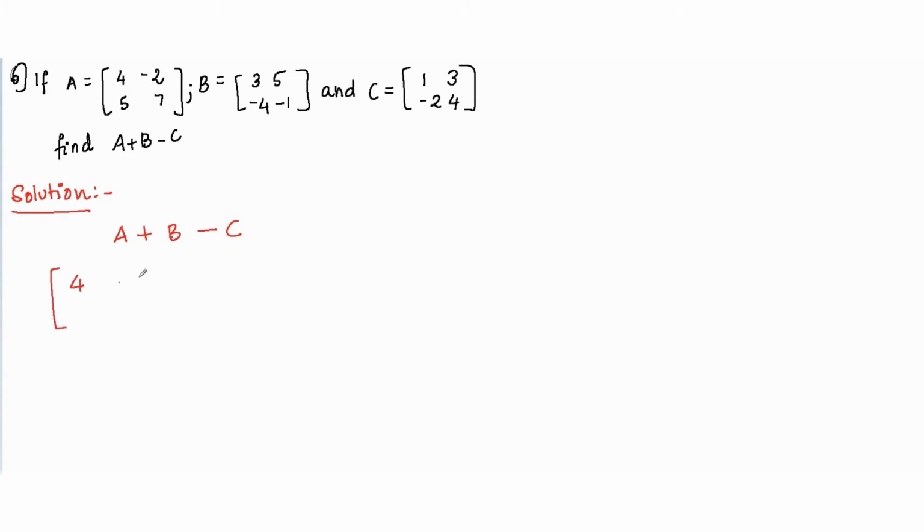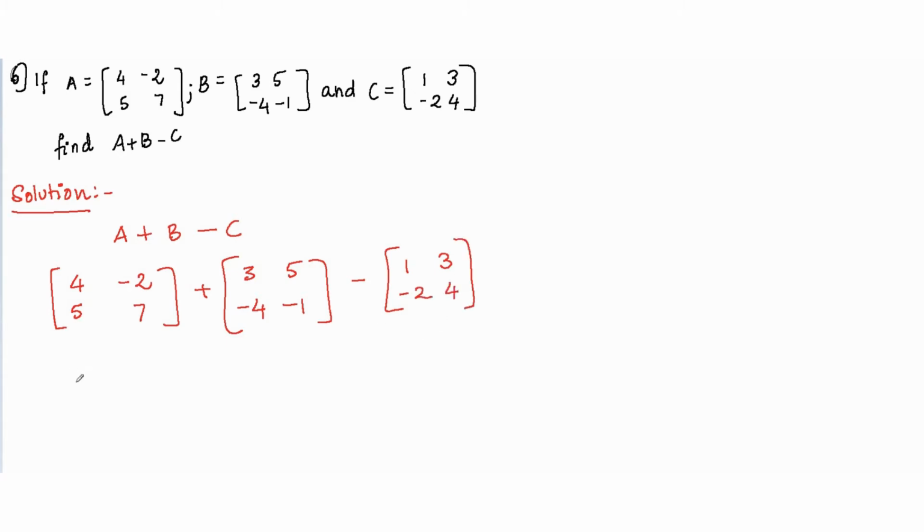A is 4, negative 2, 5 and 7. Plus B, B is 3, 5, negative 4, negative 1. Minus C, C is 1, 3, negative 2 and 4. Right? So now what I'm going to do is I'm going to add and subtract the corresponding elements. So I get 4 plus 3 minus 1. Then I get minus 2 plus 5 minus 3.